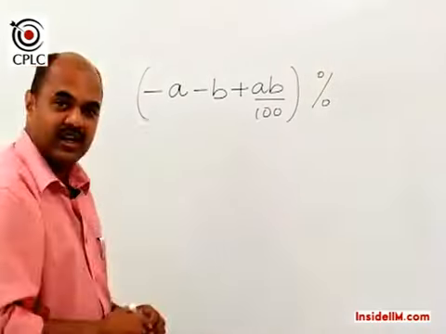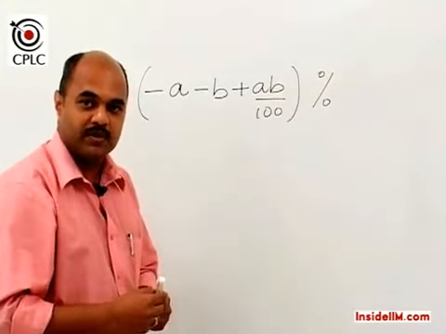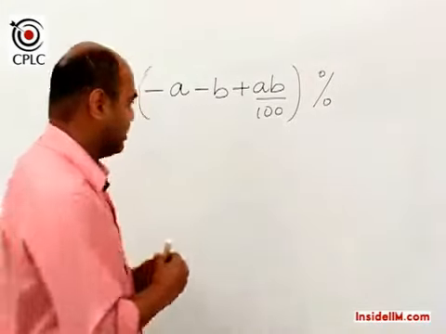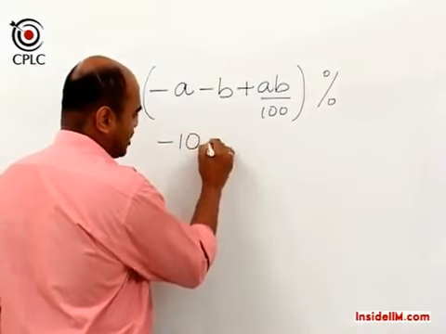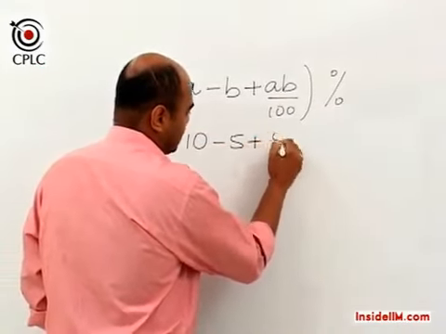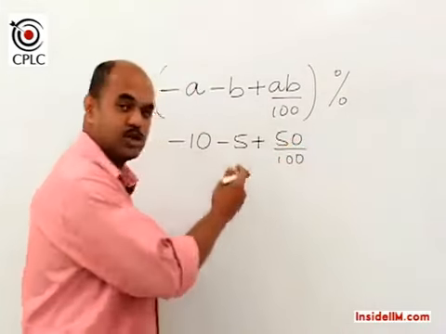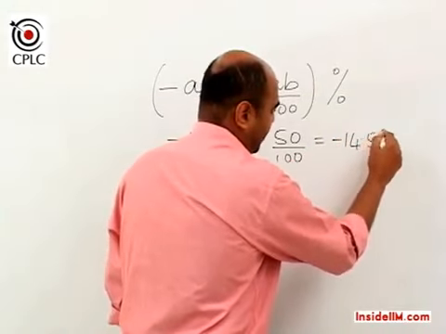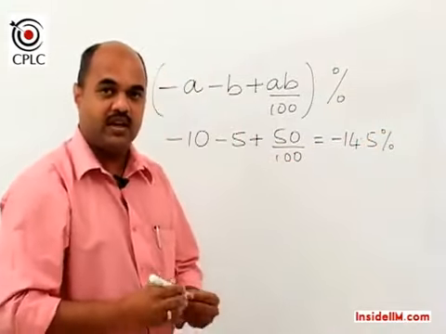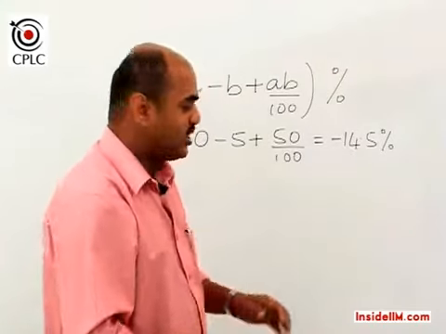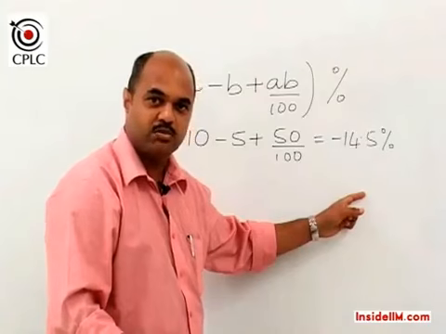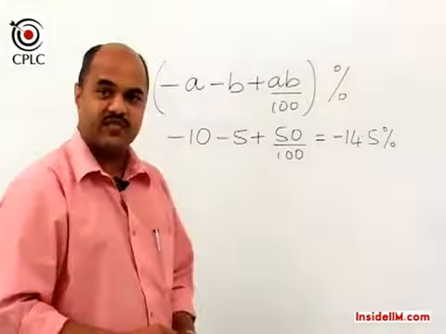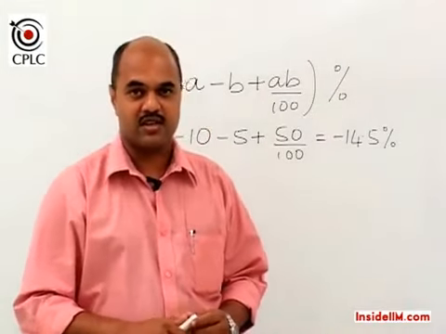Now if I have to take some example, suppose we say that the shopkeeper offers a discount of 10% followed by another discount of 5%, then my calculation would be minus 10 minus 5 plus 50 upon 100, which happens to be 0.5, and hence this would mean minus 14.5%. The negative sign simply indicates that it's a discount, and hence the effective discount that has been offered to me by the shopkeeper is 14.5%. This is one specific type of a problem, which is successive discounts.